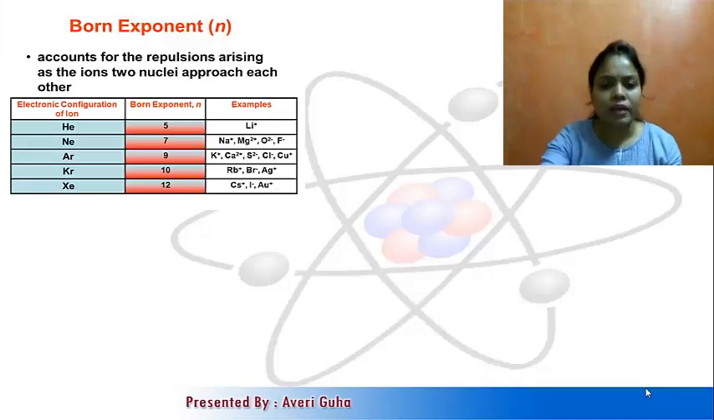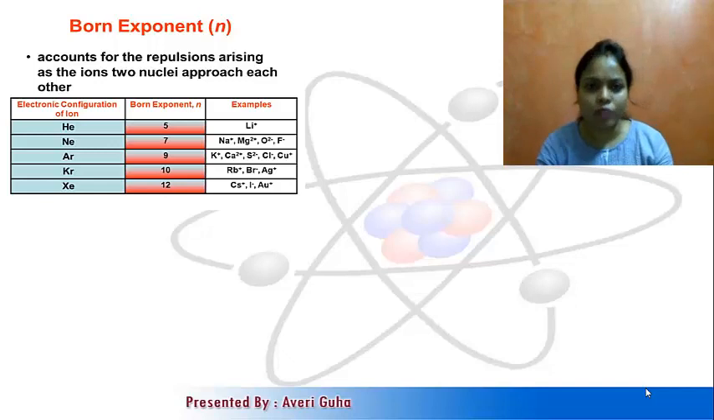Now, let's have a look at this chart. I have already said that I will show you this chart of Born exponent and Madelung constant. For the upcoming board exam, no need to worry about these charts, because in your board exam you will be supplied with the Born exponent and Madelung constant values. But for your further competitive exams like NET, GATE, or JAM, you will not be supplied. Then you have to remember these values.